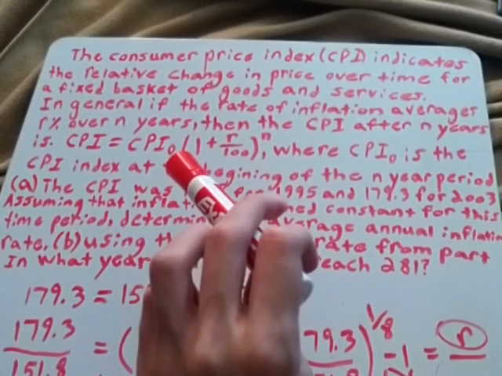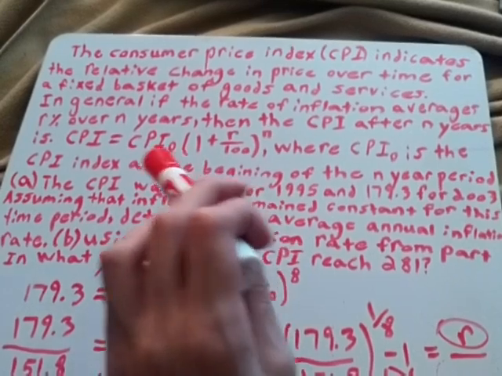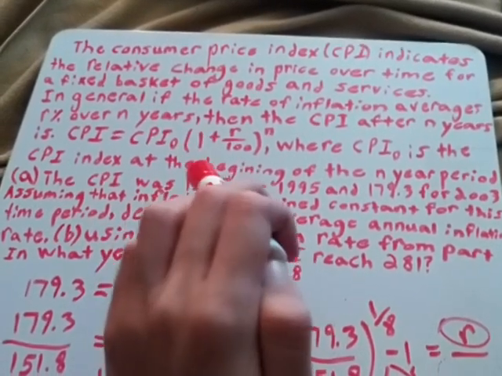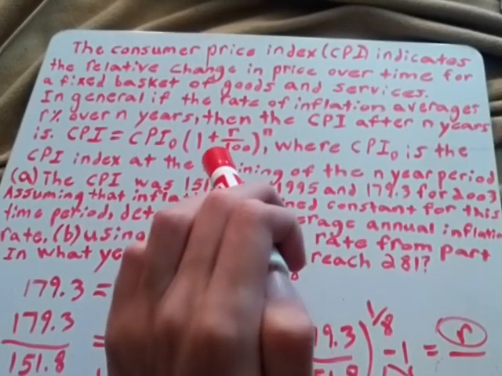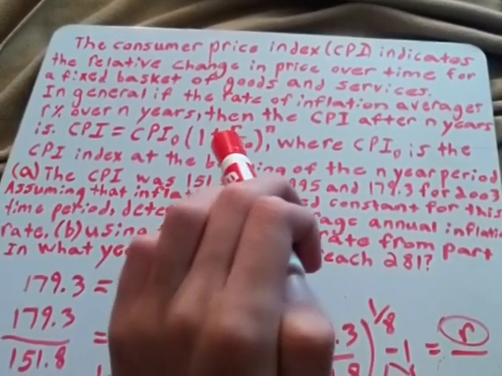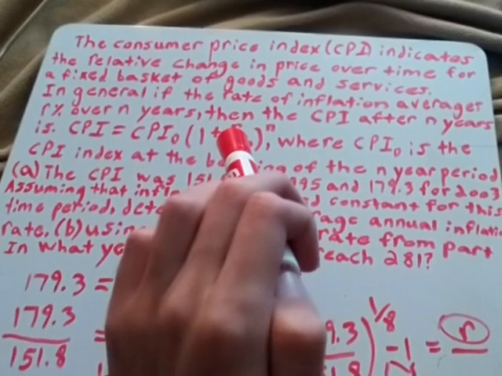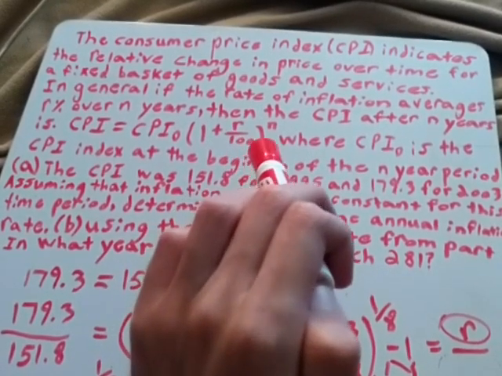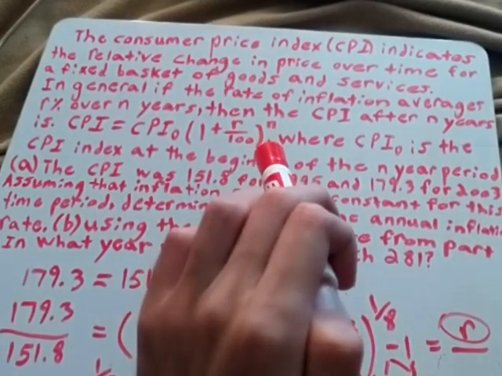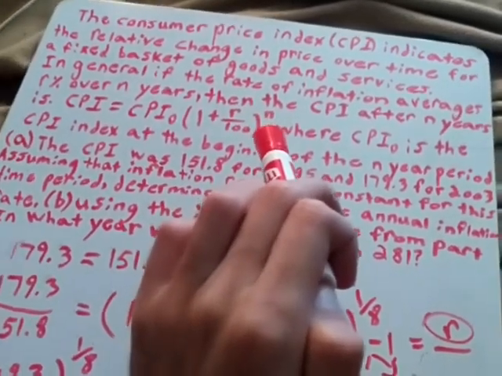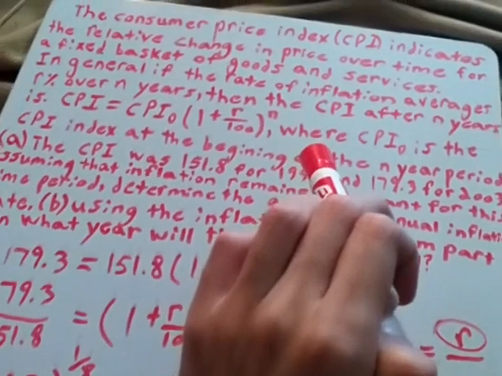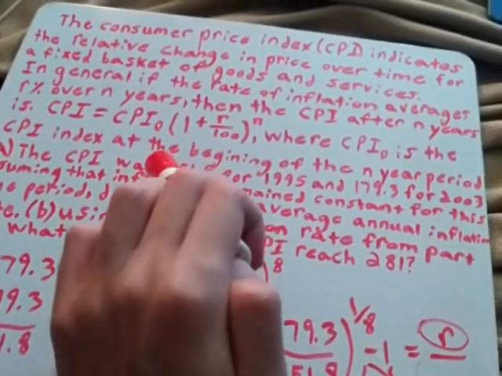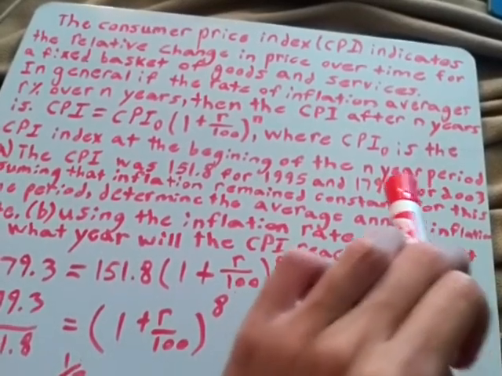CPI equals CPI, the initial amount, times (1 plus R, which is the inflation rate, over 100) to the n power, which is the number of years, where CPI initial is the CPI index at the beginning of the n year period.